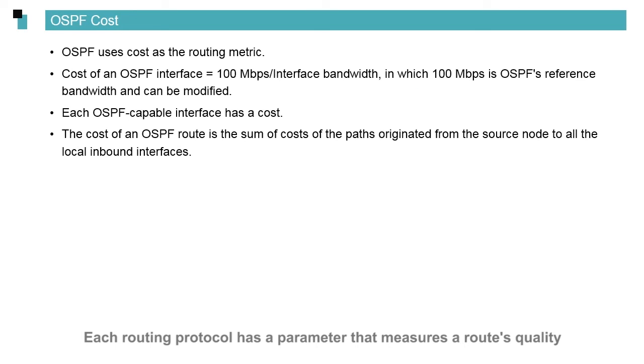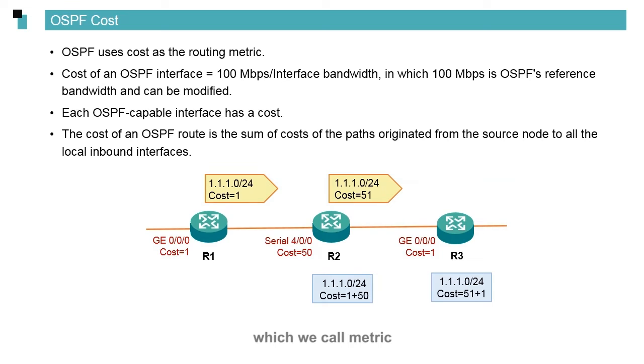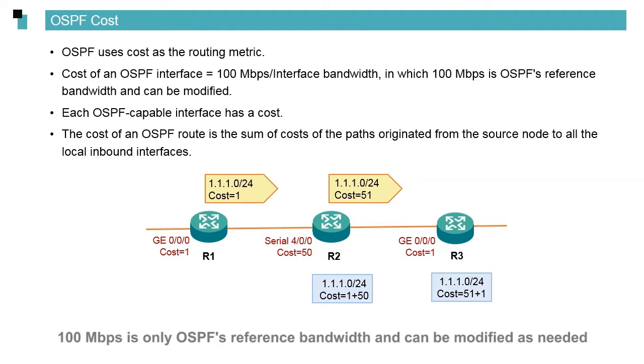Each routing protocol has a parameter that measures a route's quality, which we will call metric. For example, RIP uses the hop count to measure a route's quality. However, when there are only a few routers with low bandwidth, RIP's measurement is not reliable. OSPF uses the cost as its metric to measure a link's quality. OSPF is an interface-sensitive protocol. Therefore, the cost is calculated based on an interface. It is calculated as 100 Mbps over interface bandwidth. Due to the continuous increase of bandwidth, 100 Mbps is only OSPF's reference bandwidth and can be modified as needed.